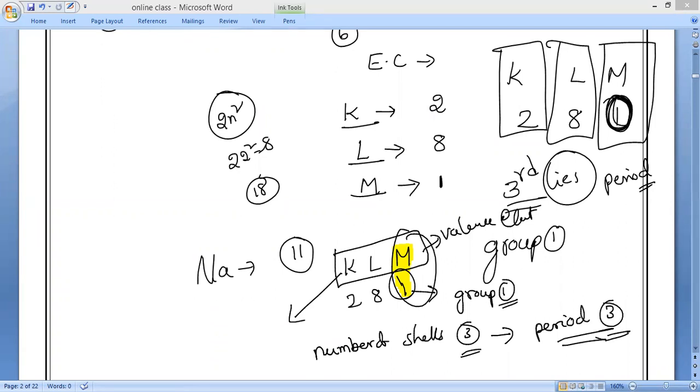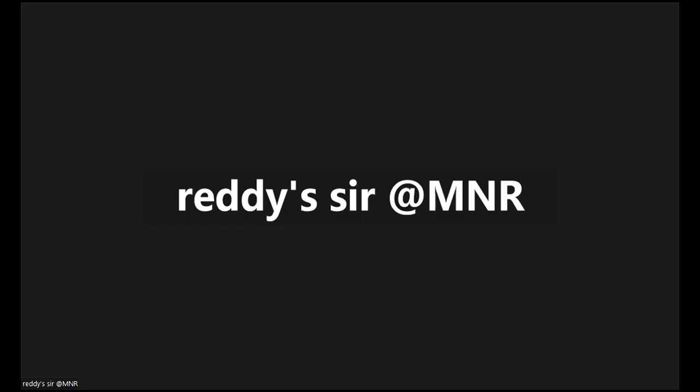Now, write the matter also. Now I will show you the periodic table. All of you verify the sodium, where it is coming exactly. You should tell me what the sodium position is.